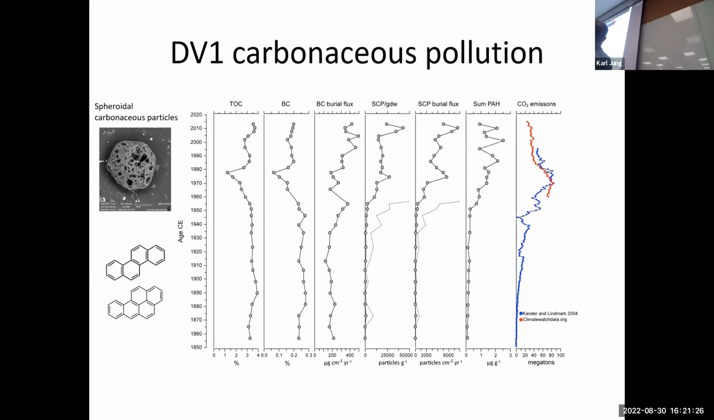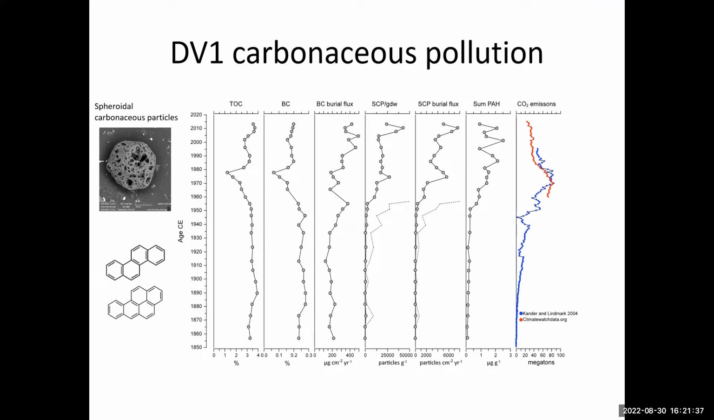And then the polyaromatic hydrocarbons. The polyaromatic hydrocarbons are coming from combustion of fossil fuels and from the fossil fuels themselves. Anthracene and tricine. Is that right? It's anthracene.